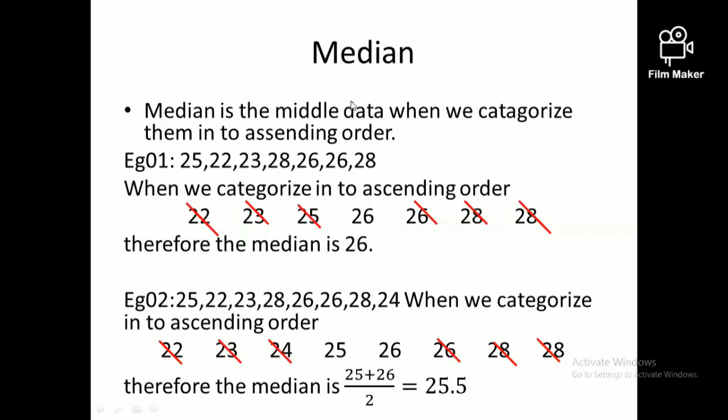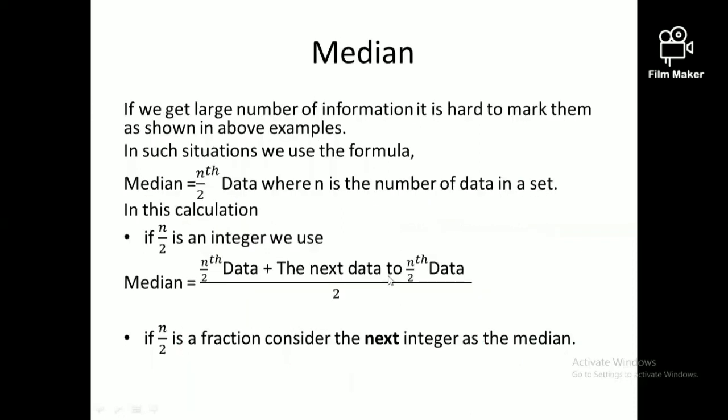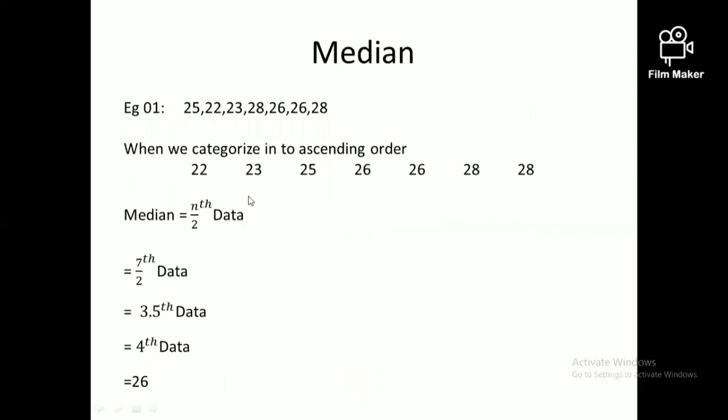The same way you can count from here, right? Okay, let's go ahead with the next example. It's the same way. How many data are there? 1, 2, 3, 4, 5, 6, 7. 7 divided by 2 is 3.5. If you get a decimal answer over here, go to the next integer, the 4th data. See what the 4th data is. Remember that you have to arrange them into ascending order. 1, 2, 3, 4. 26 is the median, right?